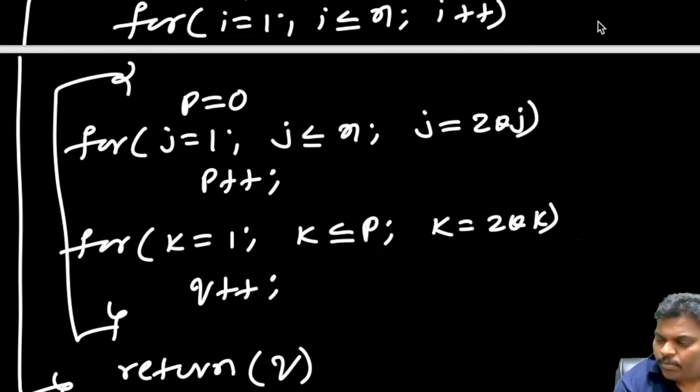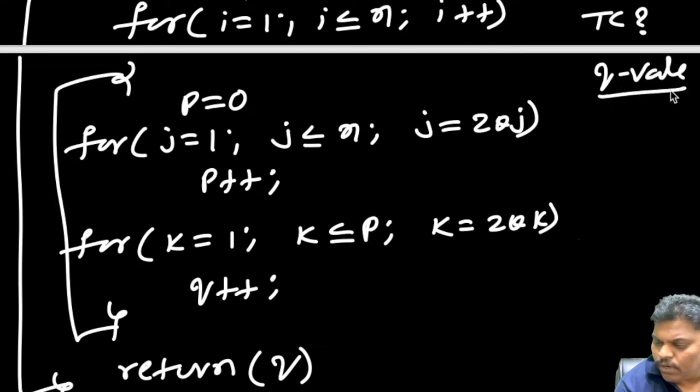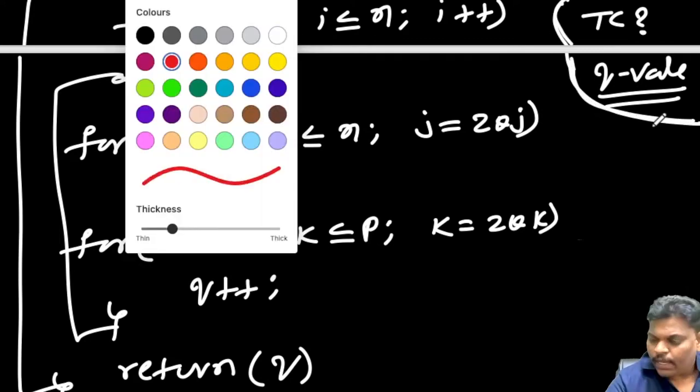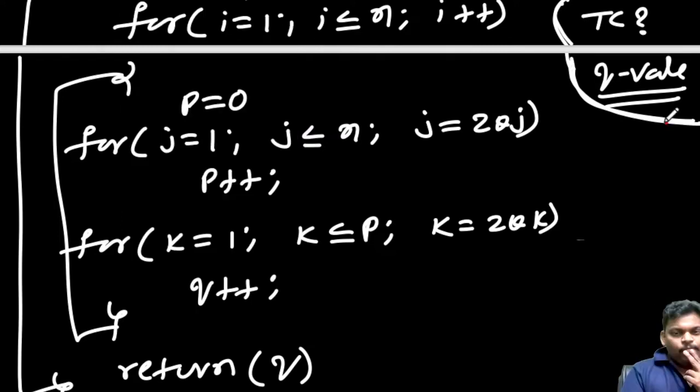I want an answer from you. What is the time complexity of this program? And one more, what will be the q value? Both things are required: calculate the time complexity, and calculate the q value also. Try this. It is the first problem, a tough problem you are trying. Check what the answer is.